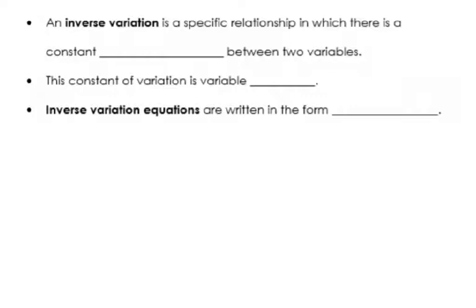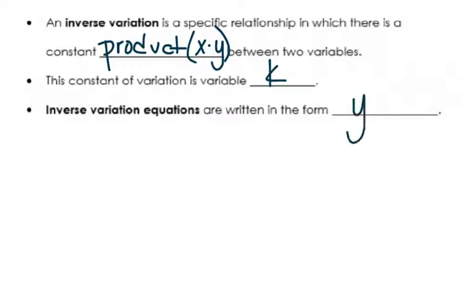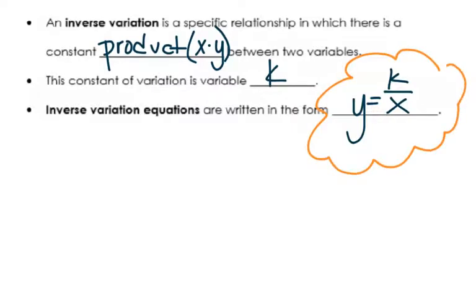So an inverse variation is a specific relationship in which there is a constant product. So when we say constant product, we're talking about x times y. So that's the only difference between yesterday and today. This constant of variation is variable k, just like yesterday. And then there's just a new formula. So inverse variation equations are written in the form y equals k divided by x. Alright, so here's the big thing to remember when doing inverse. Okay?